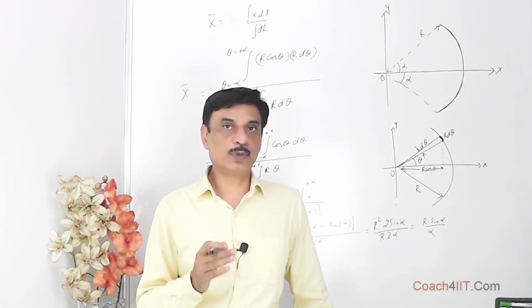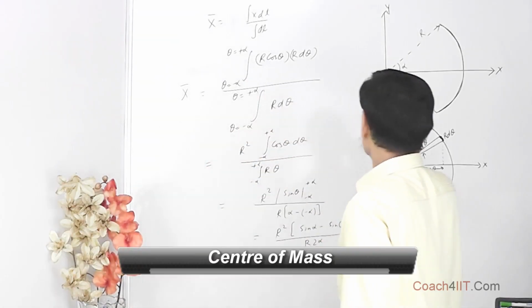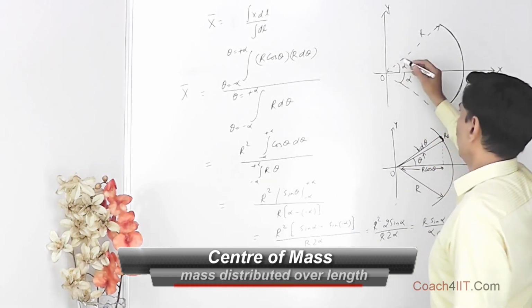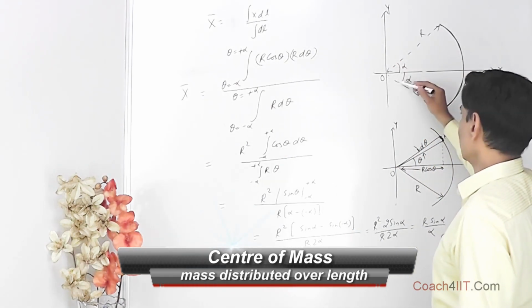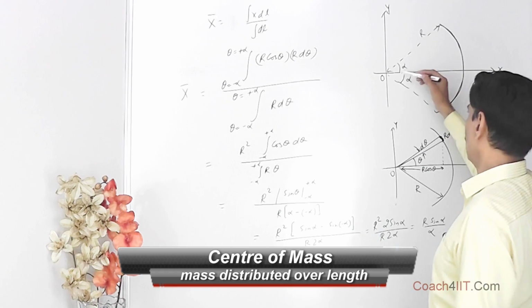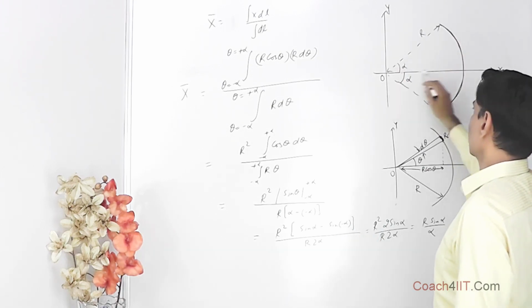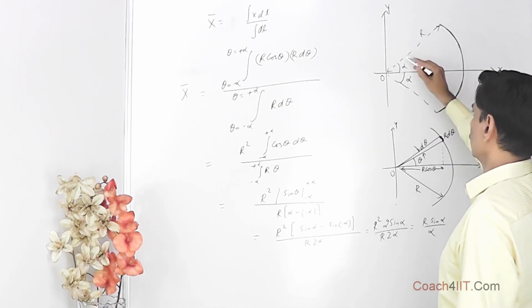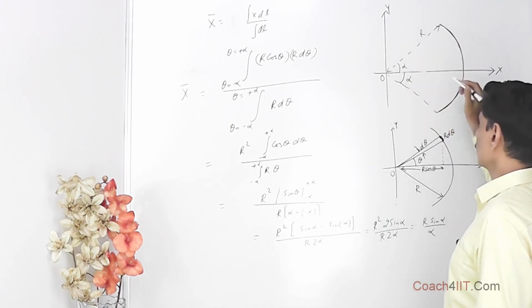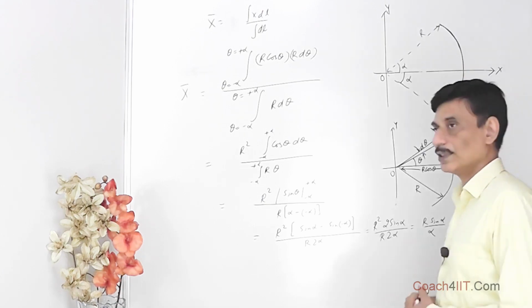Find the center of mass of a thin wire whose ends subtend an angle alpha with the x-axis. The total angle made is 2 alpha. Obviously we have to look for the axis of symmetry, so we place it like this, on the axis of symmetry. So alpha is here, and the total angle is 2 alpha. The radius is r. We have to find the center of mass of this wire.